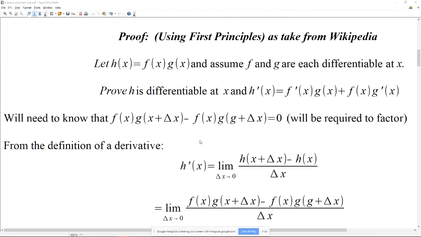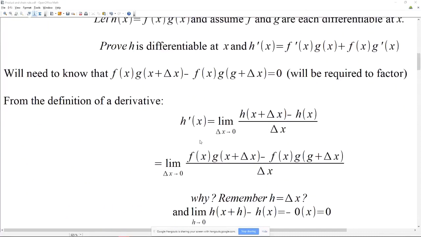So from the definition of derivative, we went over first principles the other day. Does this formula look familiar? This h prime of x limit. This looks exactly like what we went over in my discussion of first principles, right? Now you guys are understanding how these things build up to each other. If we would have jumped right into this without going over first principles, this would have been super intimidating, and you'd have been like, what the hell, right?